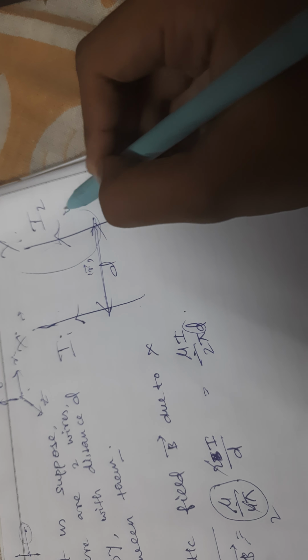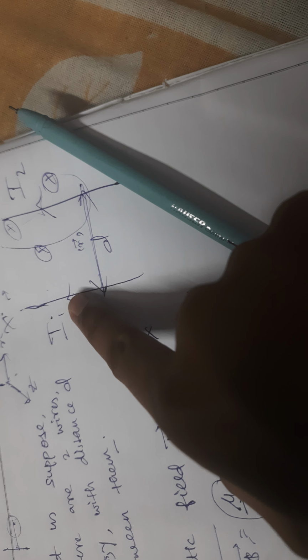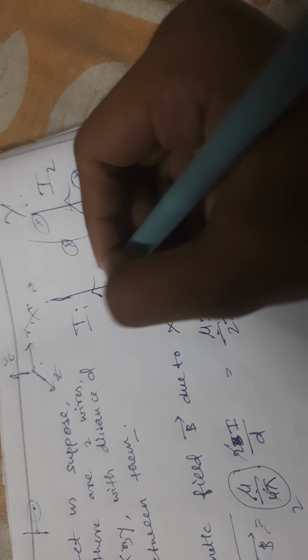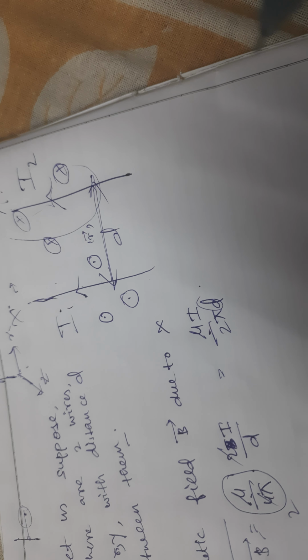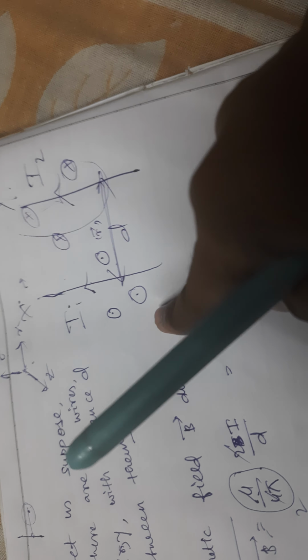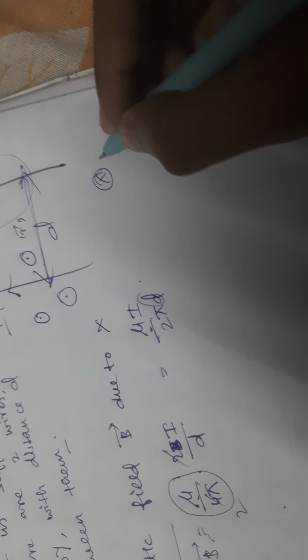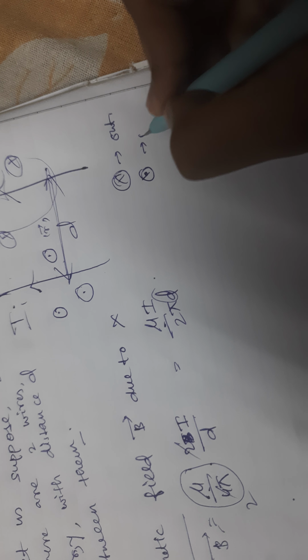So this is cross, cross, cross. And for this current like this, point here R, and the magnetic field inside. So this is dot, dot, dot. This is inside. So this is outside and this is inside. So cross for outside, dot for inside.